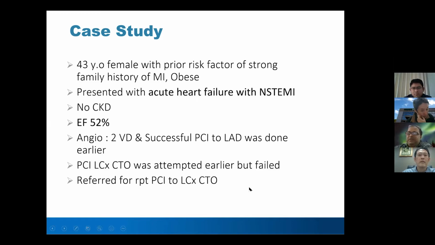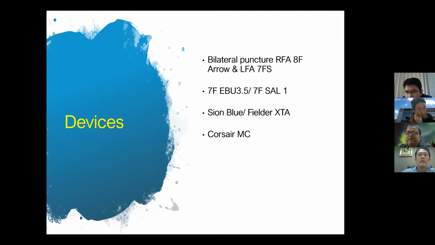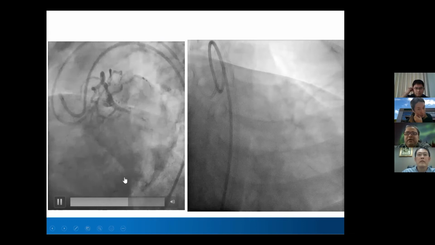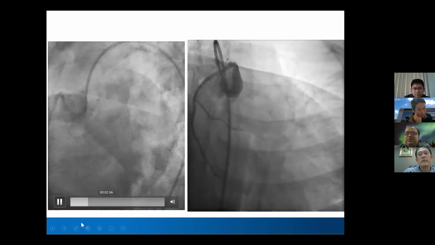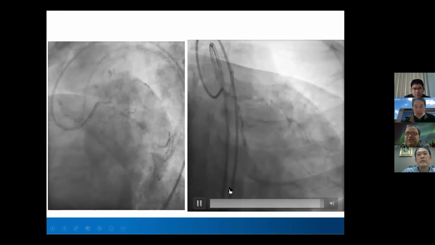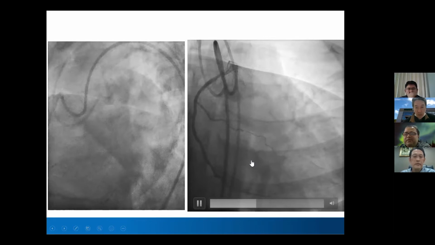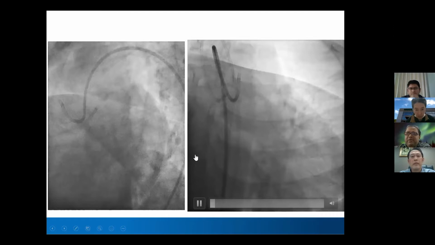I will show you this first. We did a double puncture with a 7 French guide. Sorry, the pictures are not so clear, but the target lesion is in the circumflex, from the mid part right to the distal. What we noted was that there were not many collaterals coming from the right side. The collaterals were actually coming ipsilaterally from the LAD.